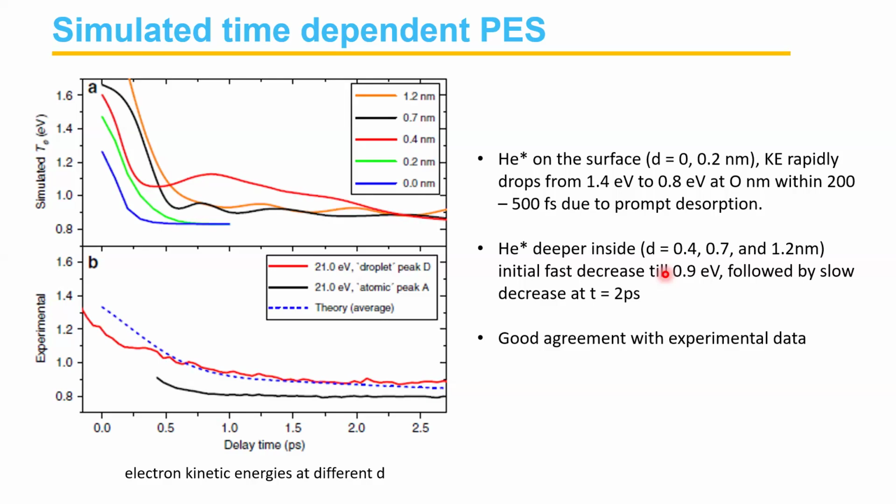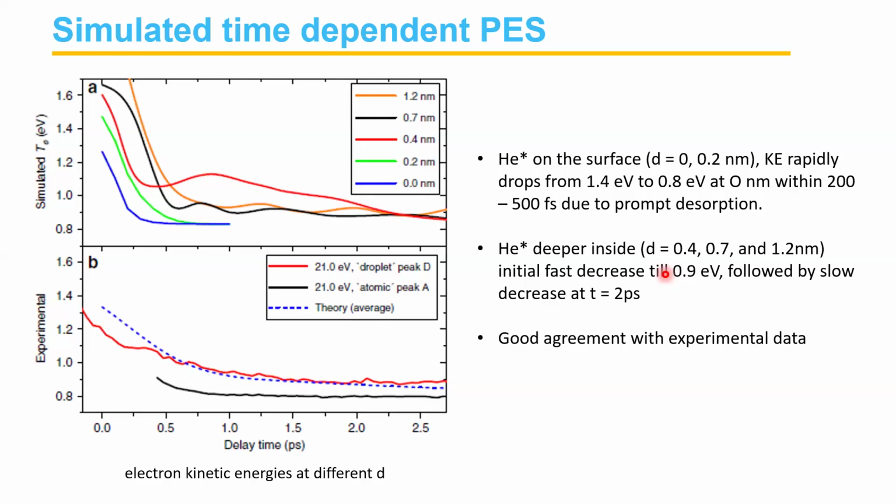Similarly, the green line, which is at 0.2 nanometer, is also rapidly decreasing within this 500 picoseconds. Other than that, the helium atoms deep inside the nanodroplet, at distances around 0.4, 0.7, 1.2, initially decrease until 0.9 eV, as mentioned here. Then gradually it follows a slow decrement, and it goes like that up to 2 picoseconds.